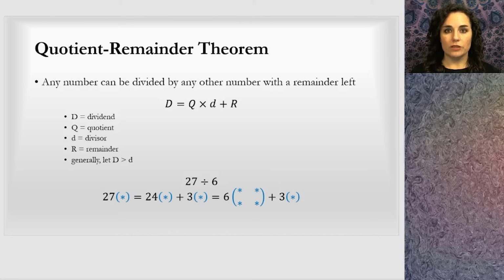The Quotient-Remainder Theorem gives us a way to think about division in terms of multiplication and addition. Any number can be divided by any other number with a remainder left. So if I take some number, it can be divided into a number times another number plus some remainder. And I put an example down here. If I take 27 and divide by 6, well, we were looking at 24 divided by 6 earlier, right? There's 4 groups of 6 in 24, and that divides evenly.